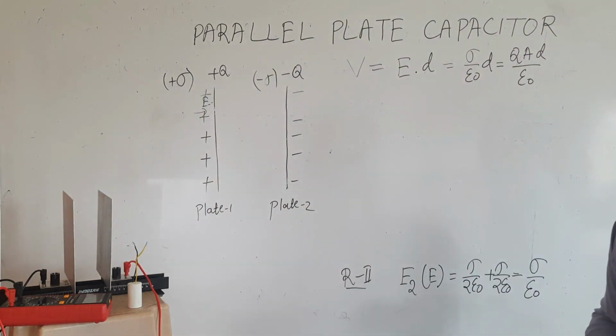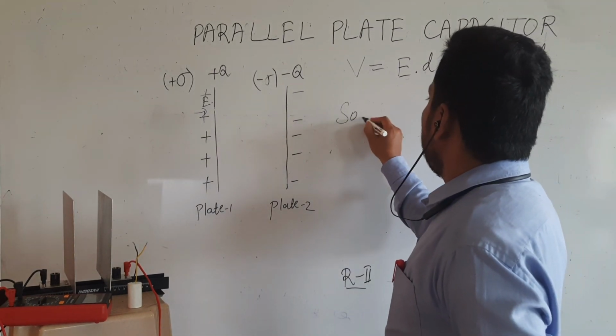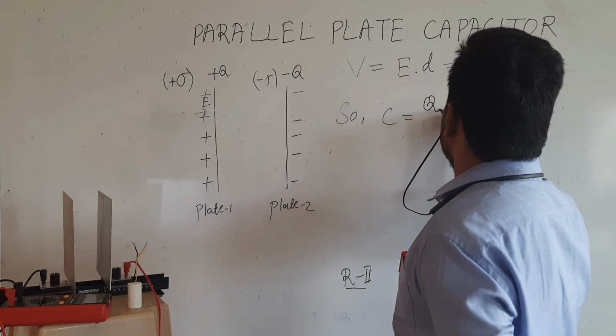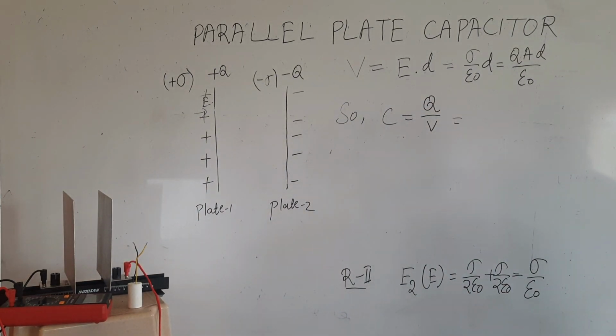This is the potential. And capacitance C equals Q upon V. So now let us substitute these values and we will see.